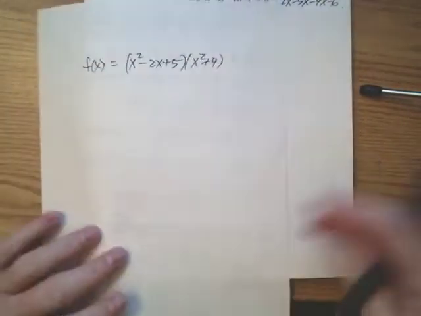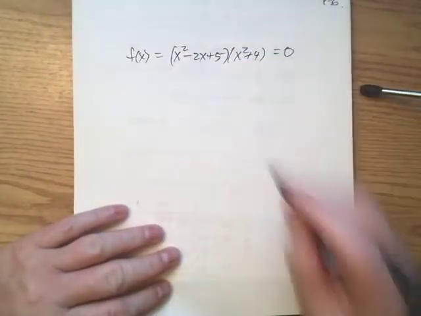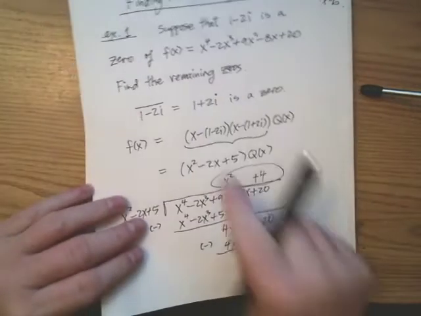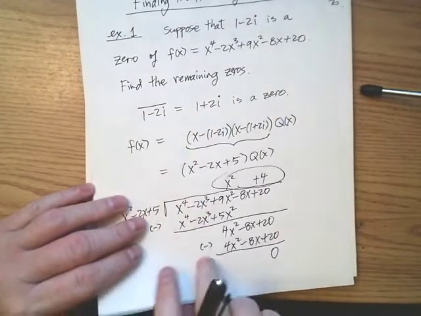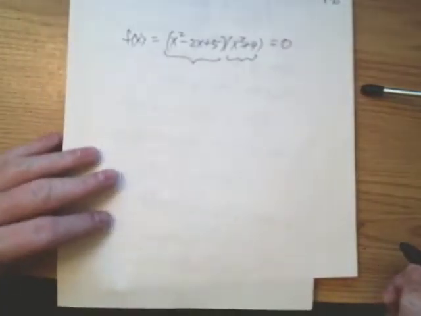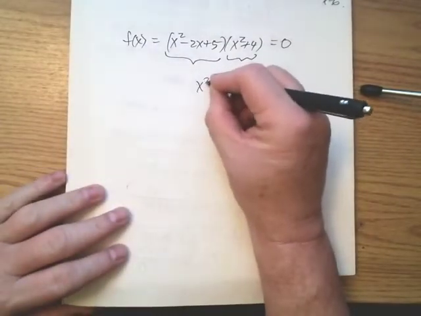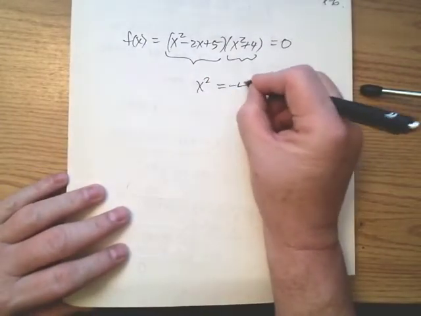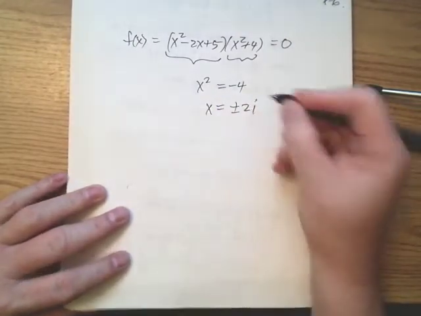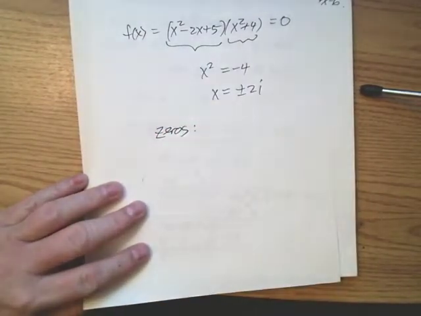Now if I'm setting this equal to 0, and I'm looking for zeros, the solutions to this, well, I don't want to look here for any more solutions. That's where I get the 1 plus or minus 2i, right? I've already done that. The remaining zeros will be found by taking that factor, setting it to 0 and solving. You guys see x squared would equal negative 4. When I set that equal to 0, that has two solutions, plus or minus 2i. So the zeros of f of x are what?